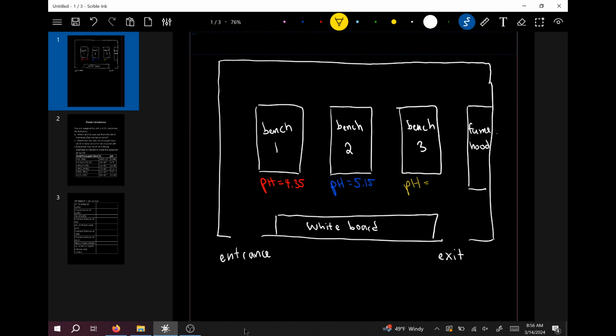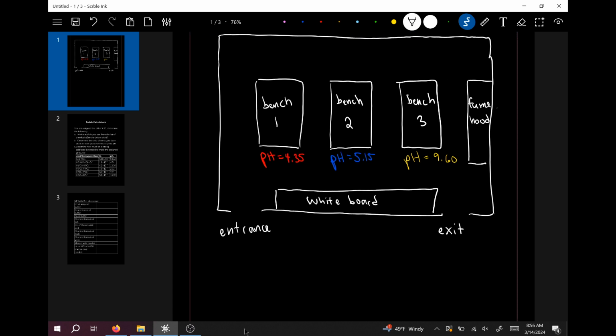9.60. Now, for some odd reason, you do not know where you sit based on this little diagram, which I don't expect. But if somehow it's already week 9 when we come back.